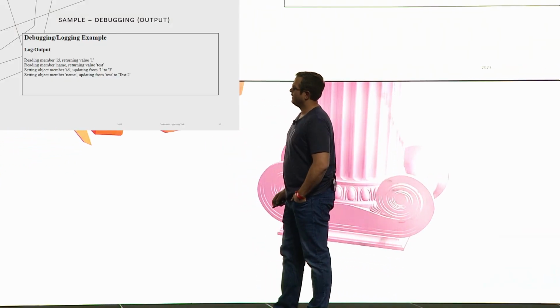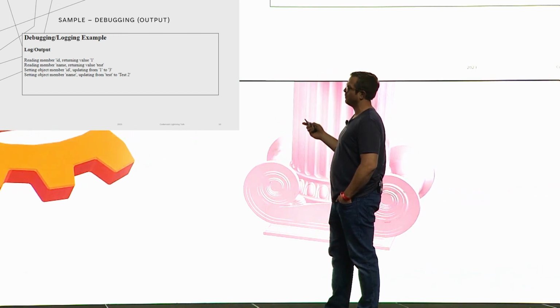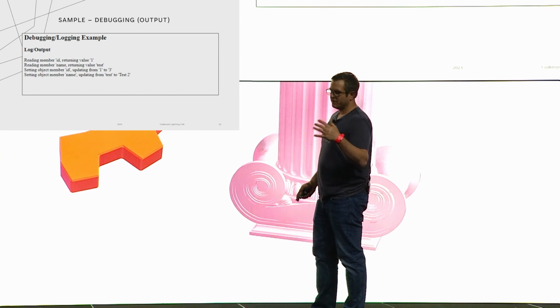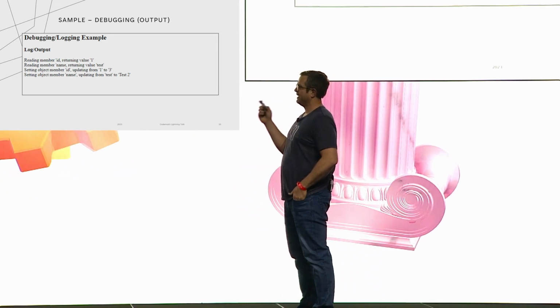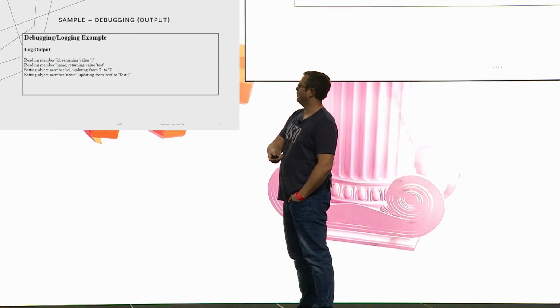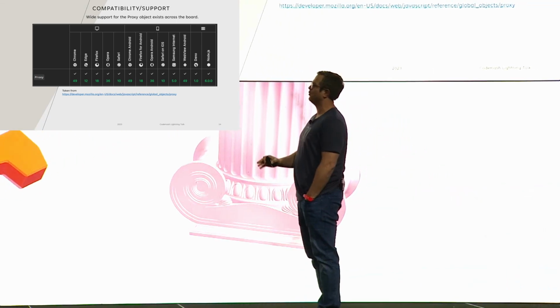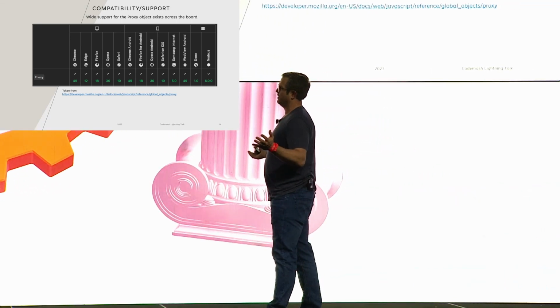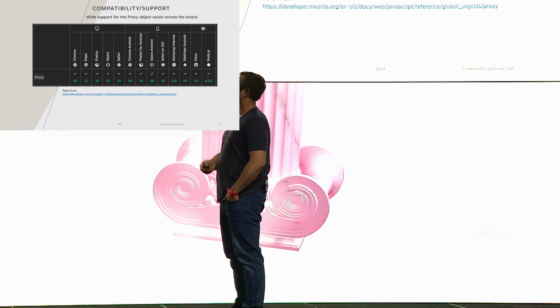So I was reading the ID and the name, and then I was setting the ID and the name, and I can see what it was changed from and to. There are some other examples that I've provided in the code repository that I put out as part of this, but that's the number of examples I've put out so far. Let's move on to support. I know I mentioned Internet Explorer does not support this, but pretty much every modern browser out there does, as well as every other JavaScript runtime like Node.js.